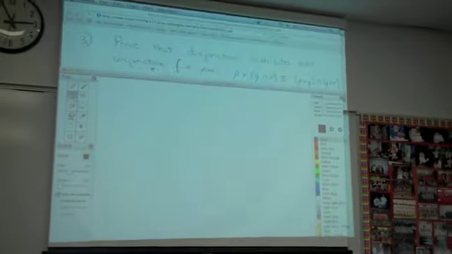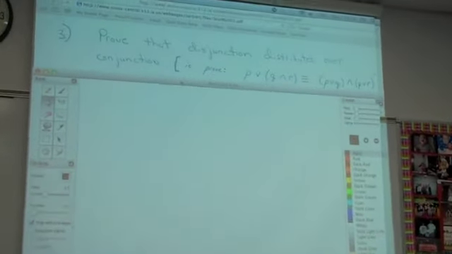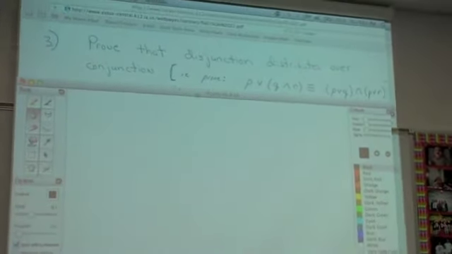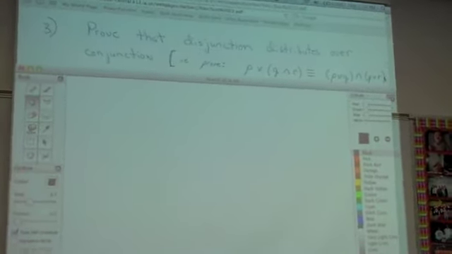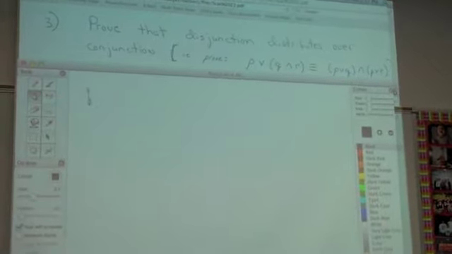All right, so in this problem, it says prove that disjunction distributes over conjunction. You know, that's just a bunch of words that means prove this. Prove that this is logically equivalent to this. So since we have three variables, we need a P column.